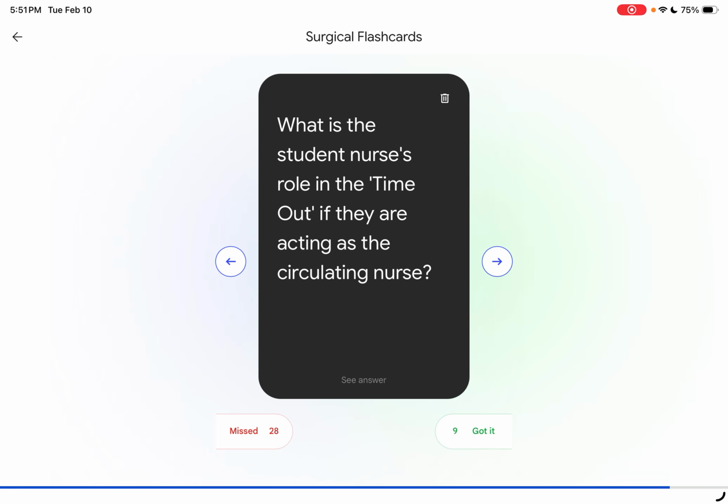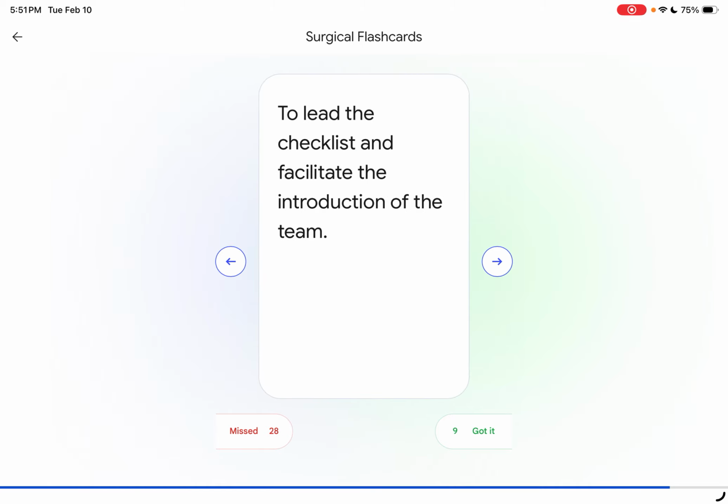What is the student nurse's role in the timeout if they are acting as the circulating nurse? Sila ang magstorya, guys, to lead the checklist and facilitate the introduction of the team.